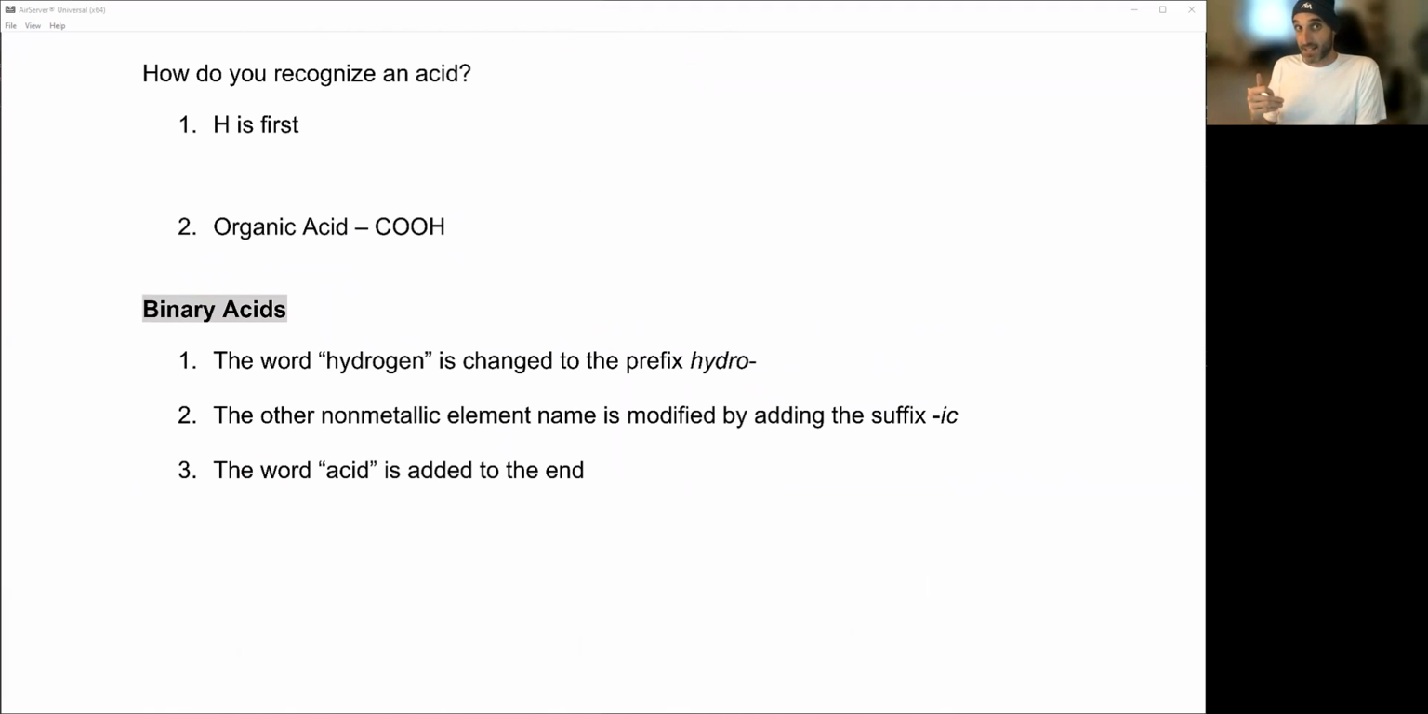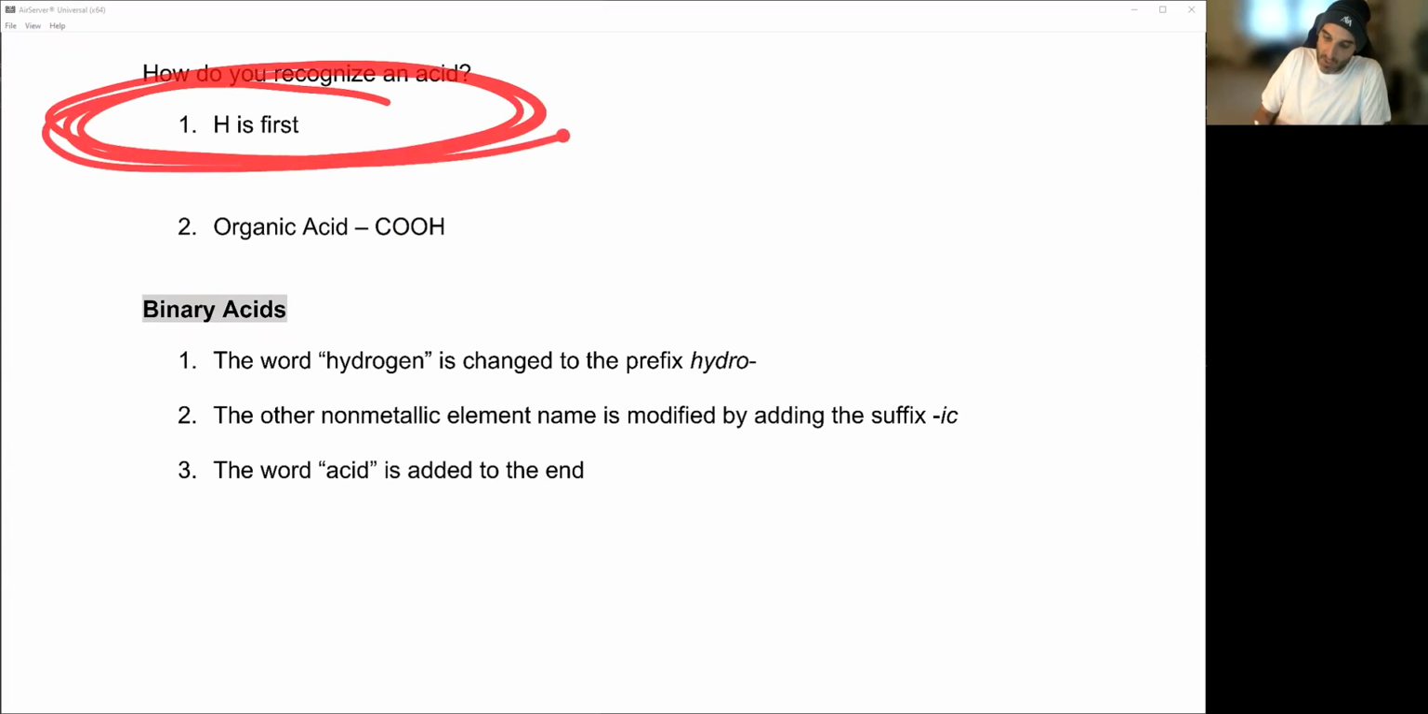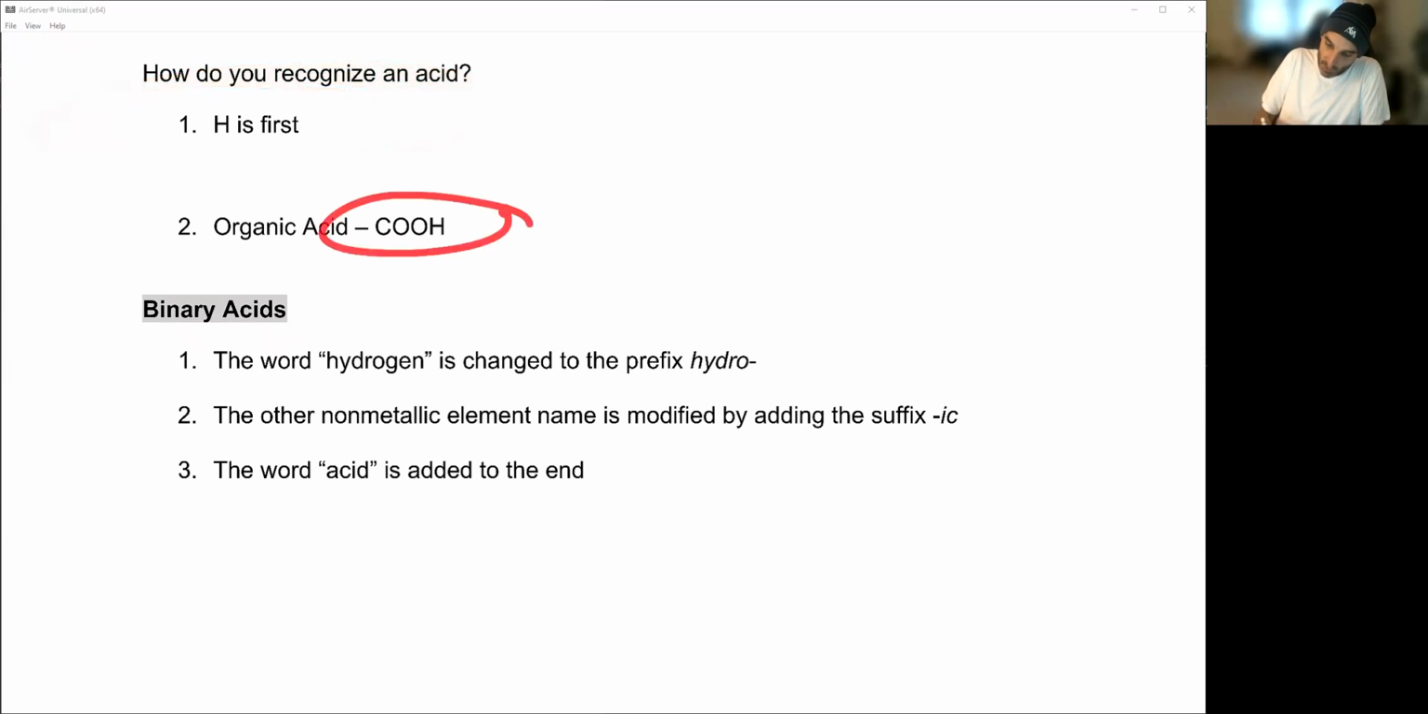We're going to talk about acids. Acids also have a special naming system. So the first thing that you should really always do is ask, do I have an acid? You recognize an acid because if you see the first thing written as hydrogen, you have an acid. If you see the group COOH, you have an acid. But what we're really going to focus on is if you see H first, you have an acid.